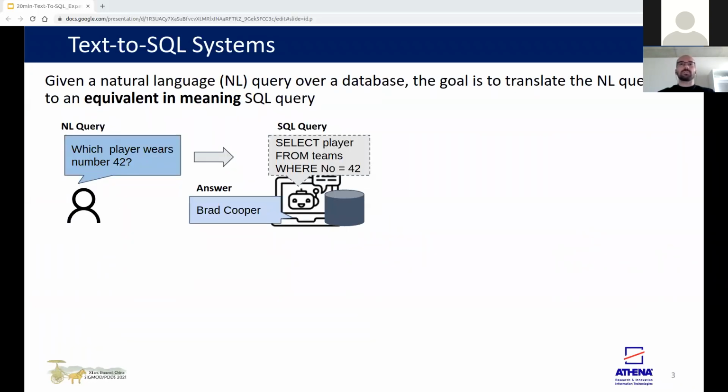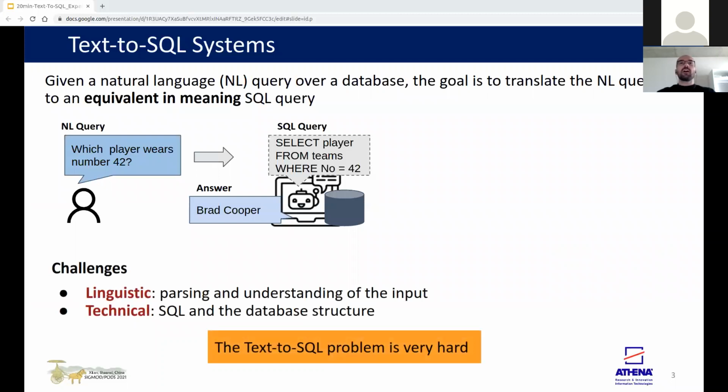Text-to-SQL systems receive a natural language query over a database as input, and their goal is to translate it to an SQL query equivalent in meaning, and then execute it and return the results to the user. However, challenges arise both from a linguistic standpoint, meaning related to the natural language input, and from a technical view, which are related to SQL and the database structure.